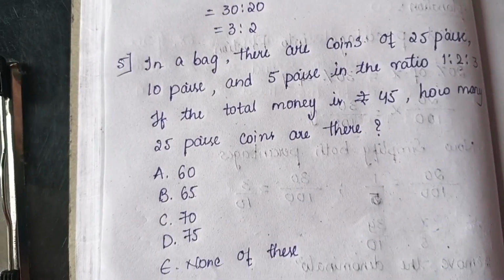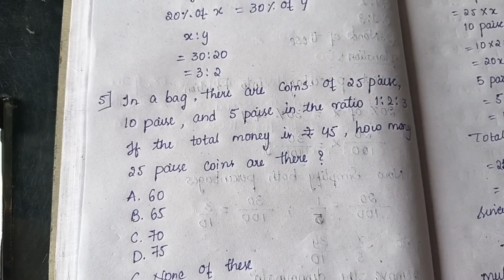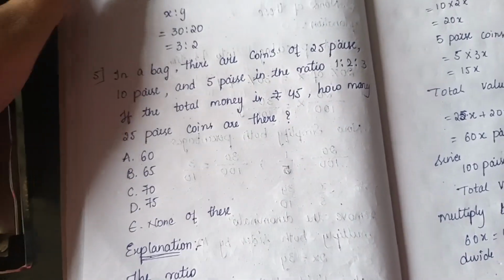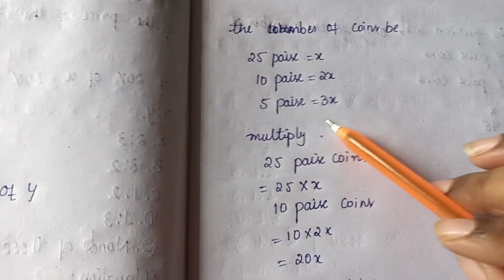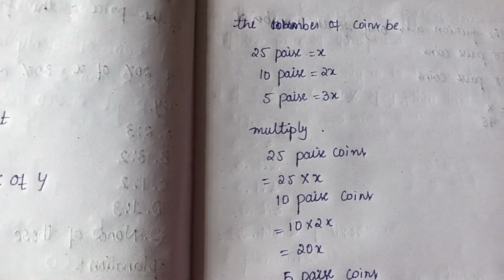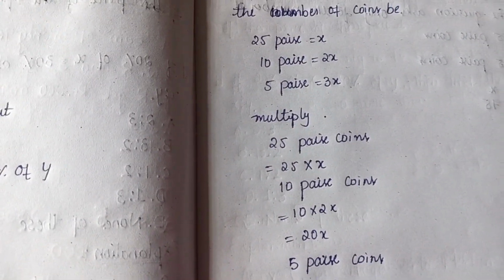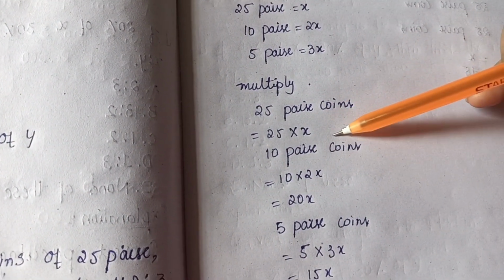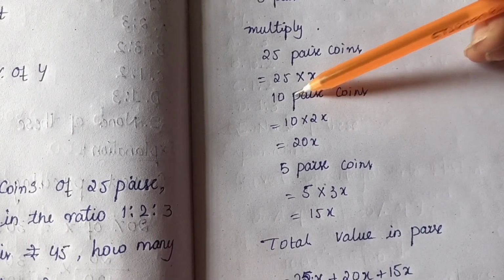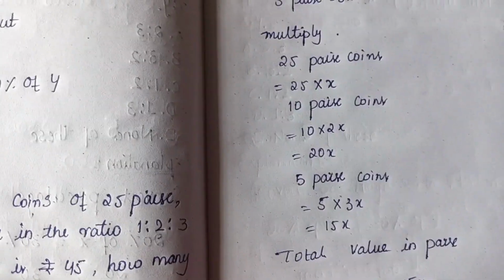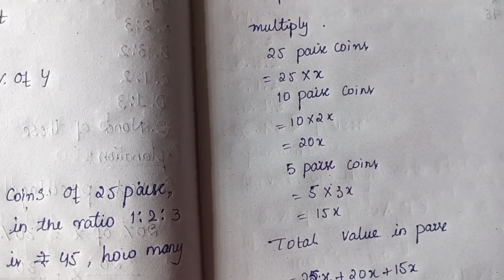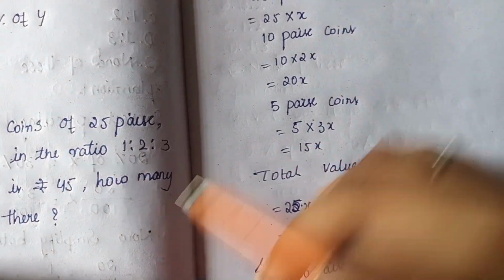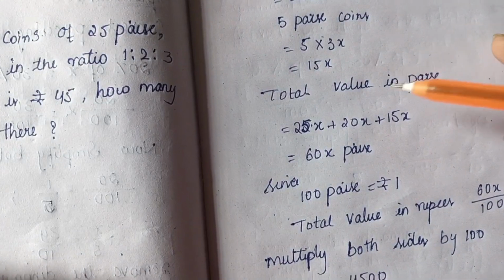Let us assume the number of coins. First of all, the ratio is 1 is to 2 is to 3. Let the number of coins be: 25 paisa equal to x, 10 paisa equal to 2x, and 5 paisa equal to 3x. Now let us find the total value. Multiply the number of coins by their values. 25 paisa coins is 25 into x, and same for the 10 and 5 paisa. So the total value in paisa is 25x plus 20x plus 15x, total 60x paisa.